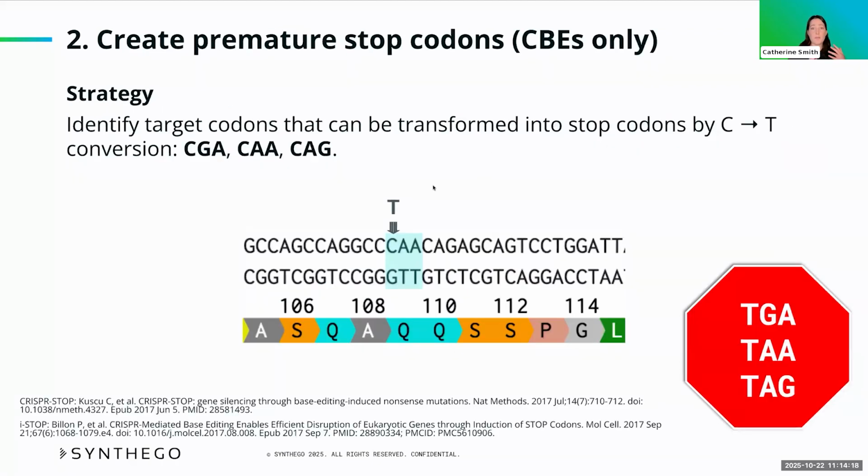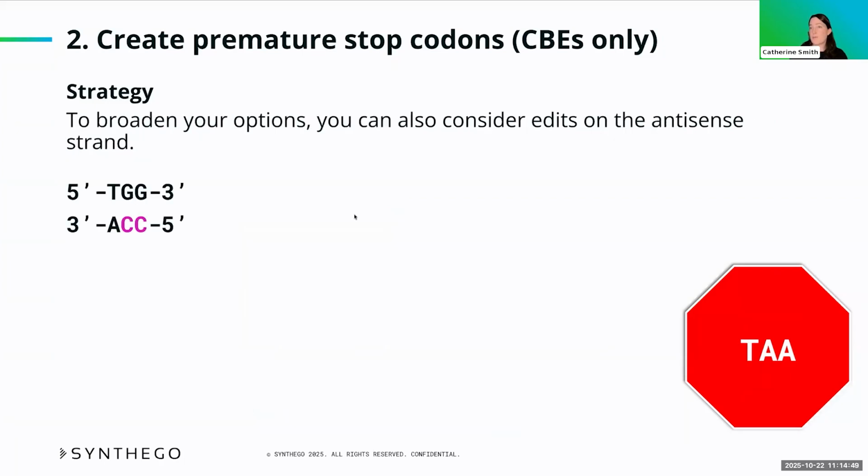Next, let's talk about how base editing can be used to create premature stop codons and disrupt normal gene expression. If you're using this strategy, you will need to start by identifying codons that could be converted to stop codons through C to T base changes. As an example here, we have this CAA codon, which could be converted through base editing to a TAA stop codon. As for creating any other type of base edit, yes.